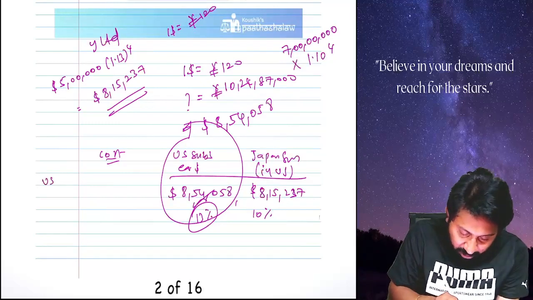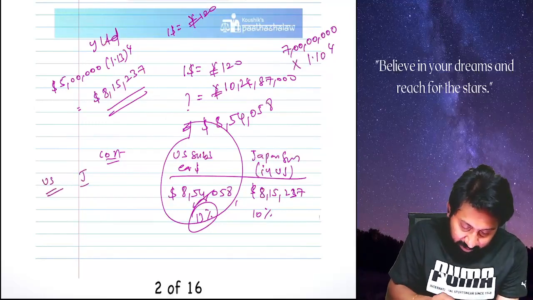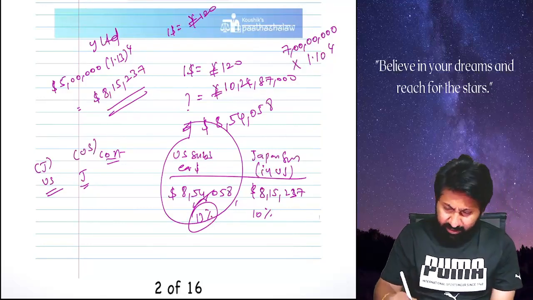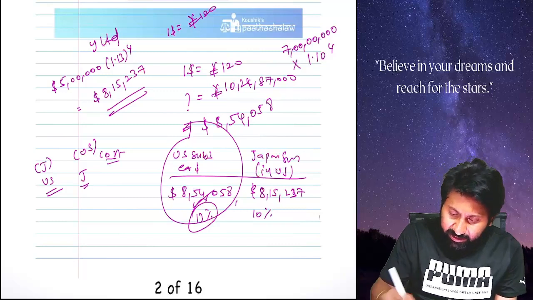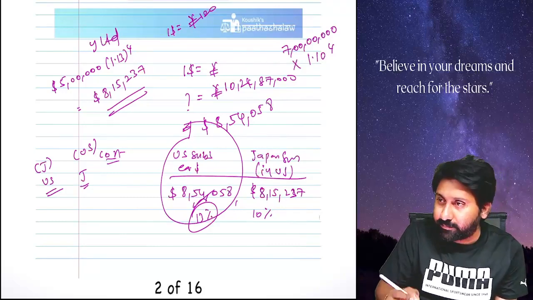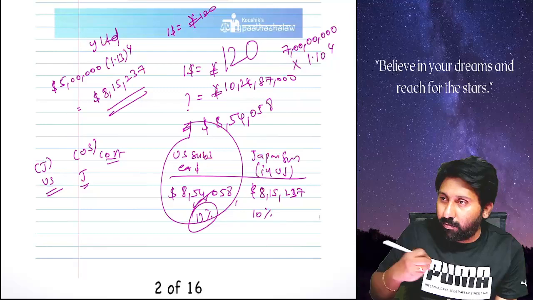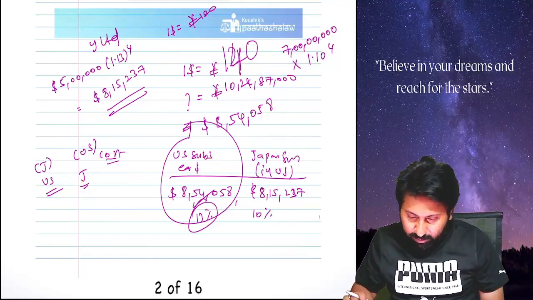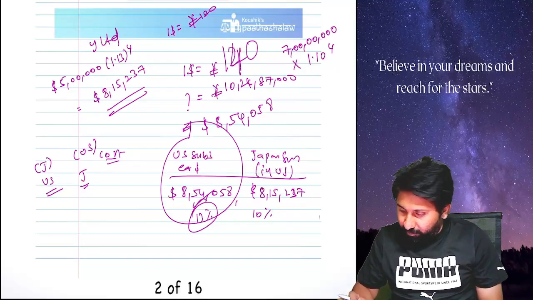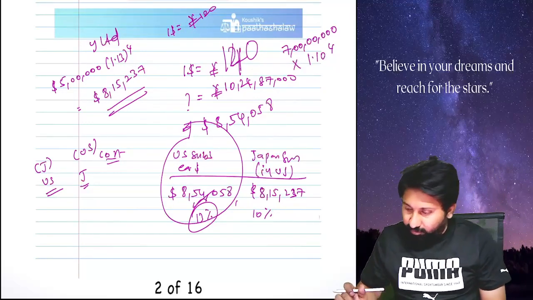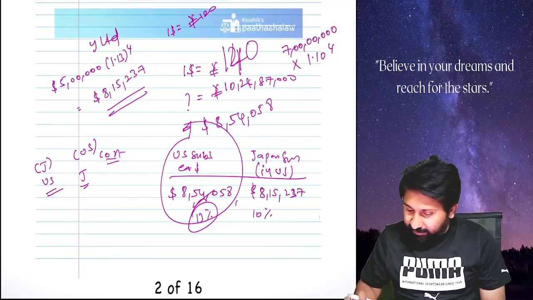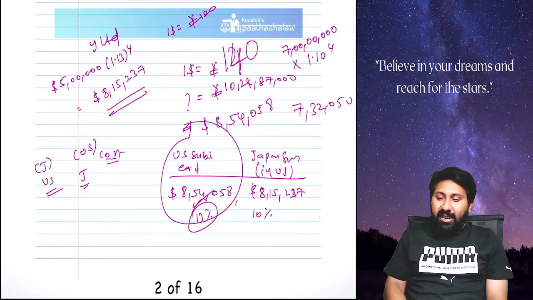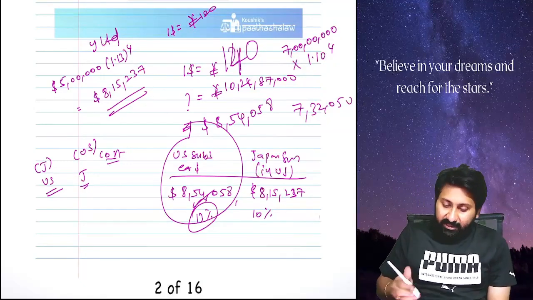What will happen? US subsidiary in Japan, Japanese subsidiary in US. Okay, tell me. It is not 120, it is 140. See here, I am erasing this. It's 140. Tell me now. 10 crore 24 lakh 87,000 divided by 140. It will be 7 lakh 32,050.